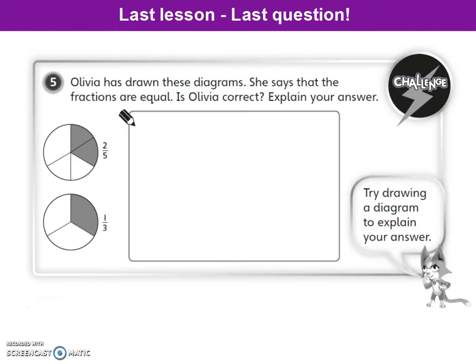So I want you to pause the video and I want you to either look back at your previous work or try this afresh to answer question 5 from our last lesson. Olivia has drawn these diagrams. She says that the fractions are equal. Is Olivia correct? Explain your answer. Pause the video, try and work out how you would answer this question, then come and join me when you're ready to discuss the strategy we've used.